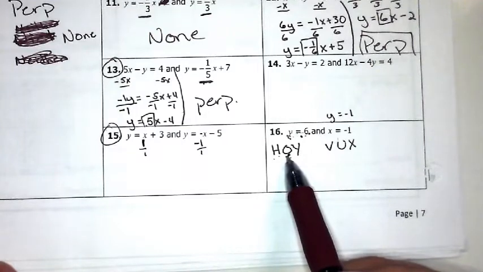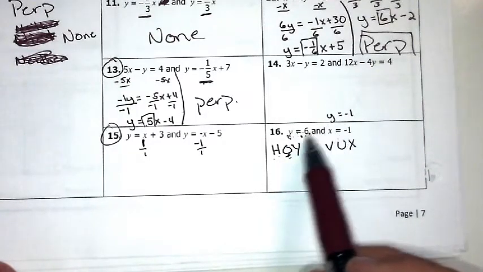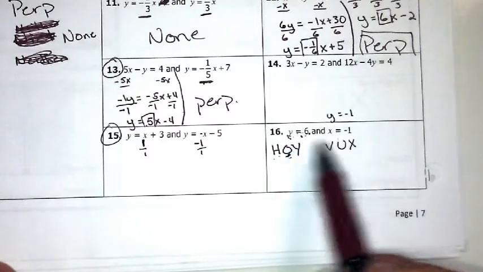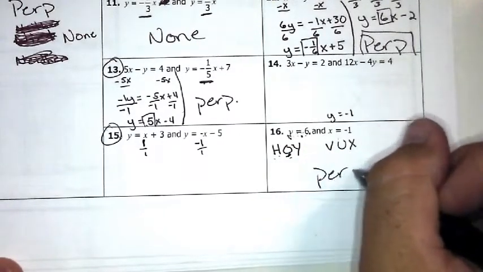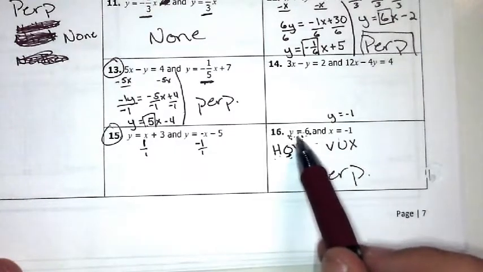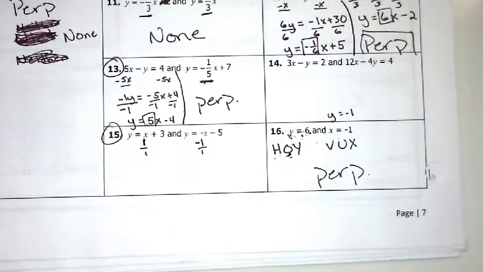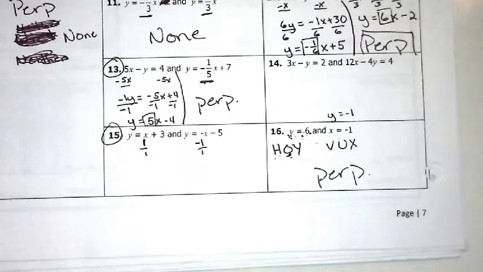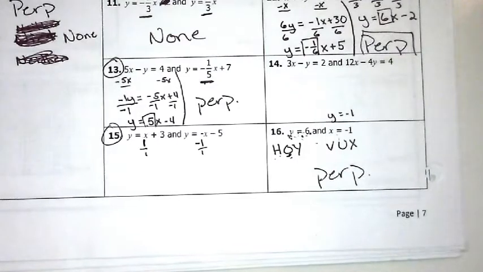So in order for them to be opposites, one needs to be y equals, the other one needs to be x equals. If they're both x equals, they are what? Parallel. If they're both y equals, what are they? Parallel. If they're both x equals, what are they? Still parallel, right? If one is x equals and one is y equals, what are they? Perpendicular.